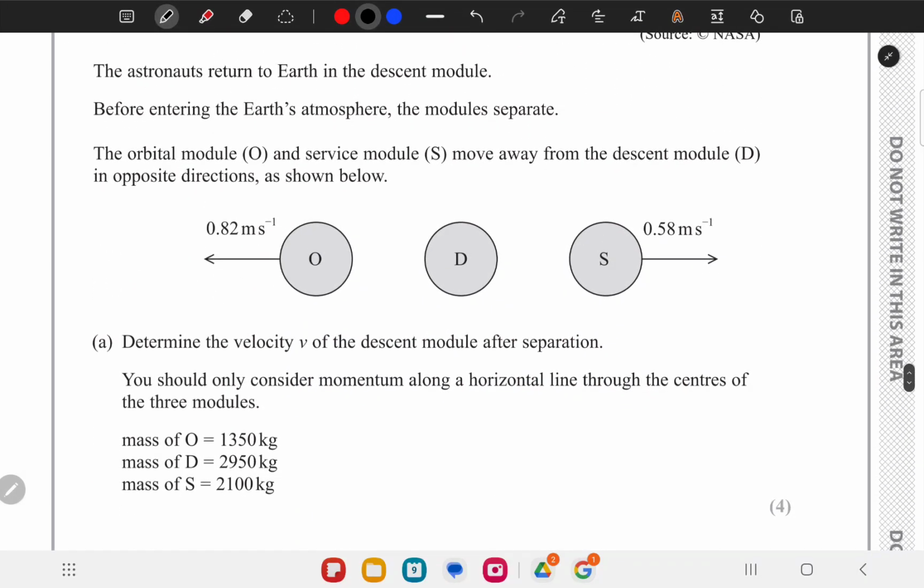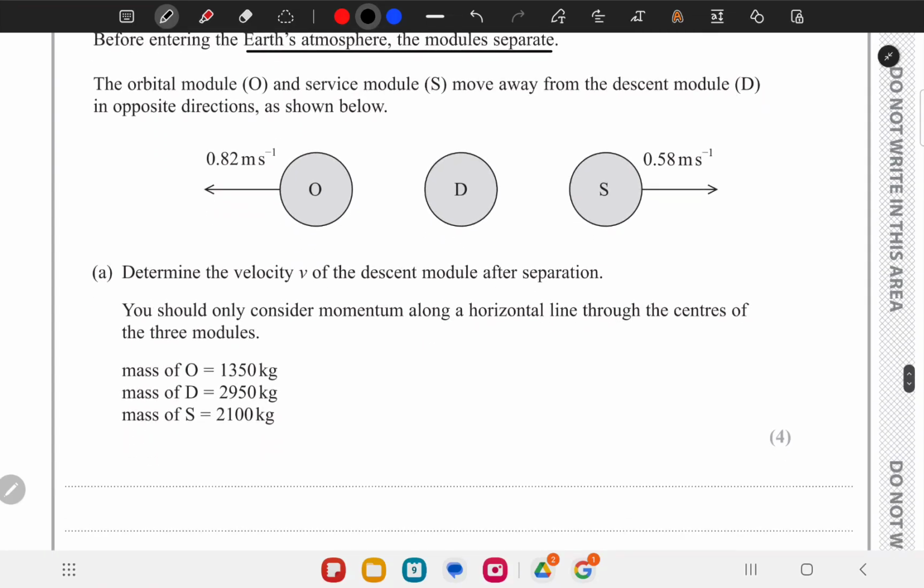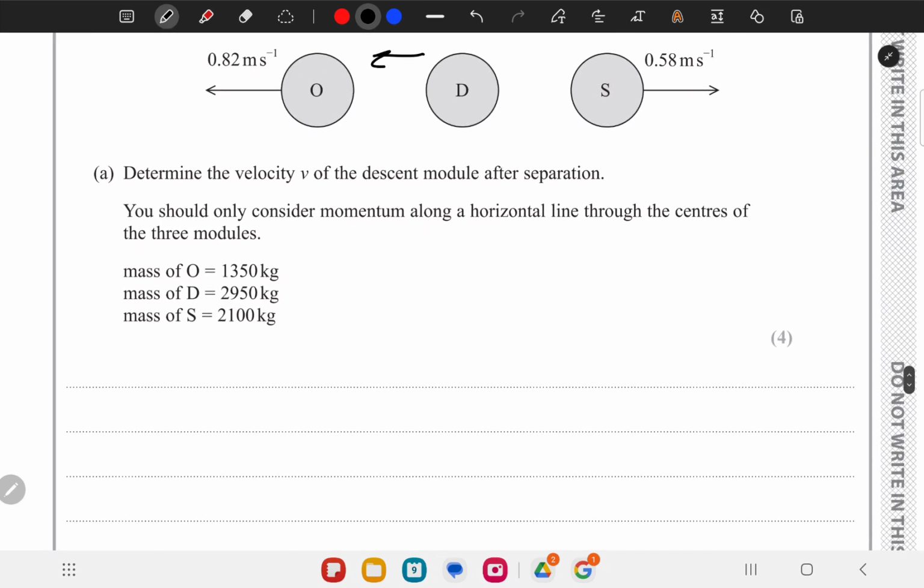Now the astronauts return to Earth in the descent module, and before entering the Earth's atmosphere, we're told that the modules separate. So we have the orbital module O, the service module S. The orbital module and service module move away, so both of them move away from the descent module. We have to find the velocity v of the descent module after separation.